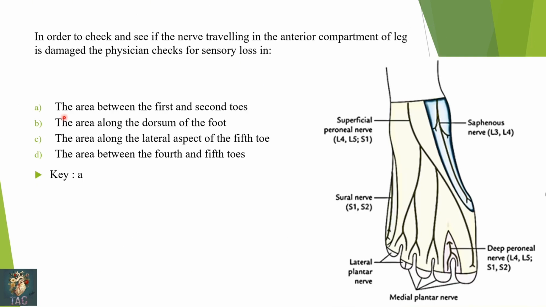In order to check and see if the nerve traveling in the anterior compartment of the leg is damaged, the physician checks for the sensory loss in the area between the first and second toe. So we all know that the anterior compartment of the leg is supplied by the deep peroneal nerve, and this is the area of sensory loss where the physician will check the deep peroneal nerve, that is the first and the second toe.